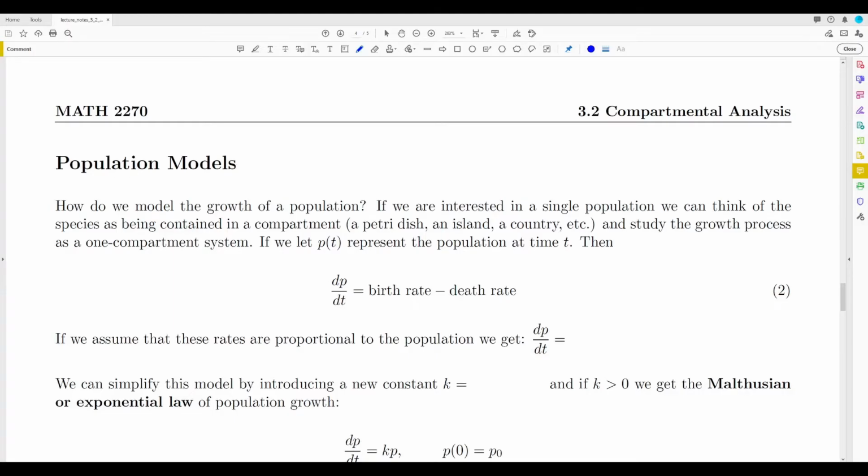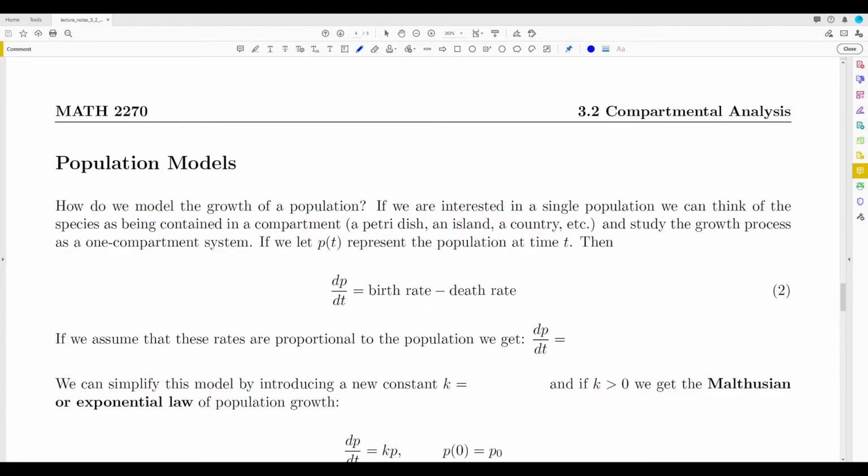Population models are another example of compartmental analysis. So, for example, how do you model the growth of a population? If we're interested in a single population, we can think of the species as being contained in a compartment, like a petri dish, an island, a country, etc., and study the growth process as a one compartment system.